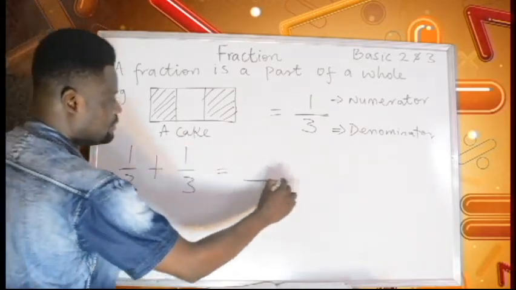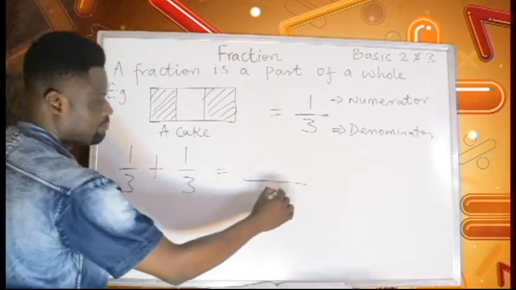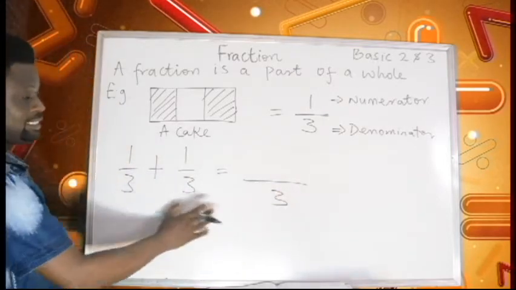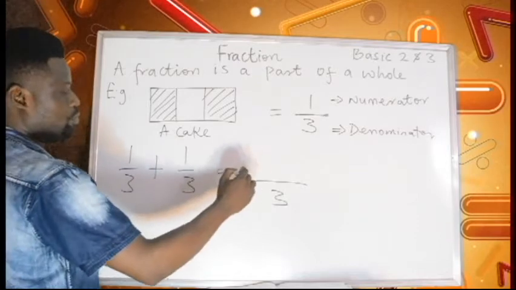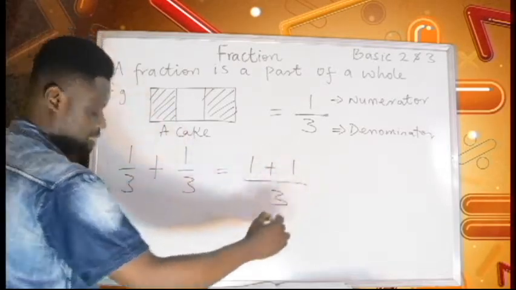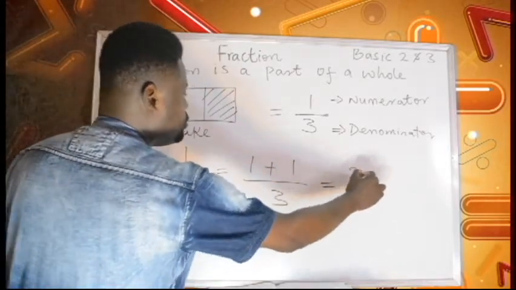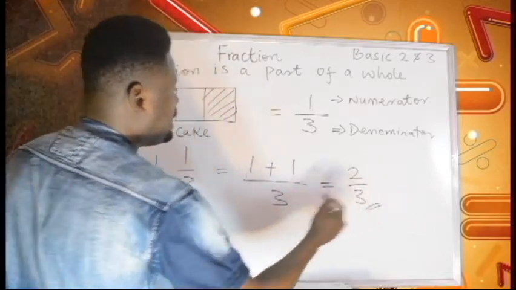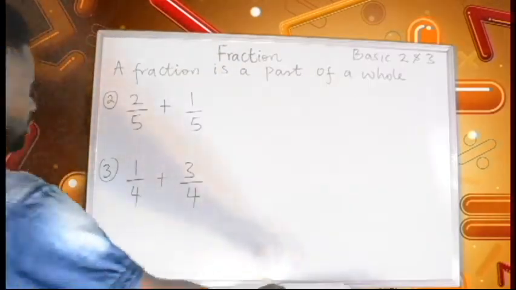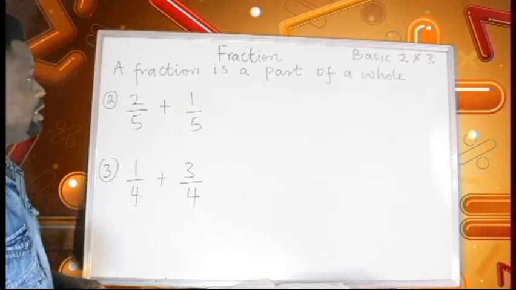So that will give us, the bottom is 3. Just bring it down because they are the same. Then add up the numerators, 1 plus 1. And that will give us 2 divided by 3. So this is how to add up fractions. So let's look at more examples on addition of fractions.